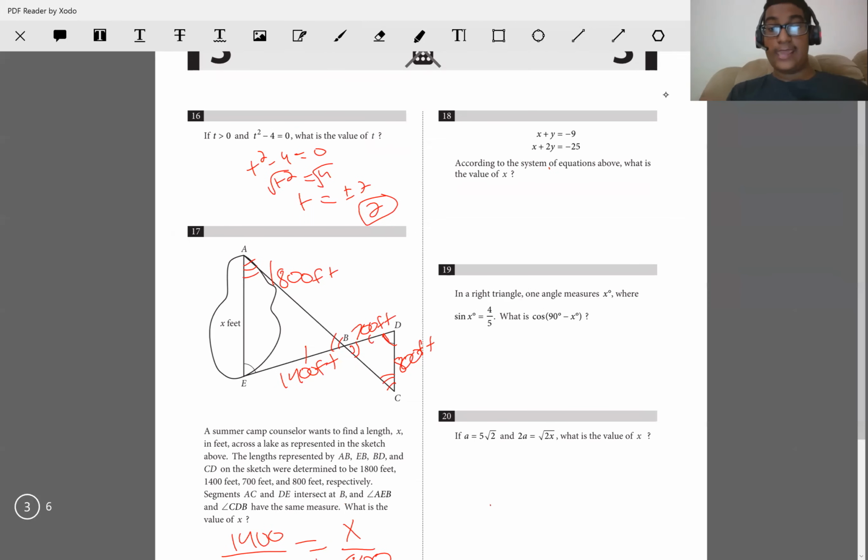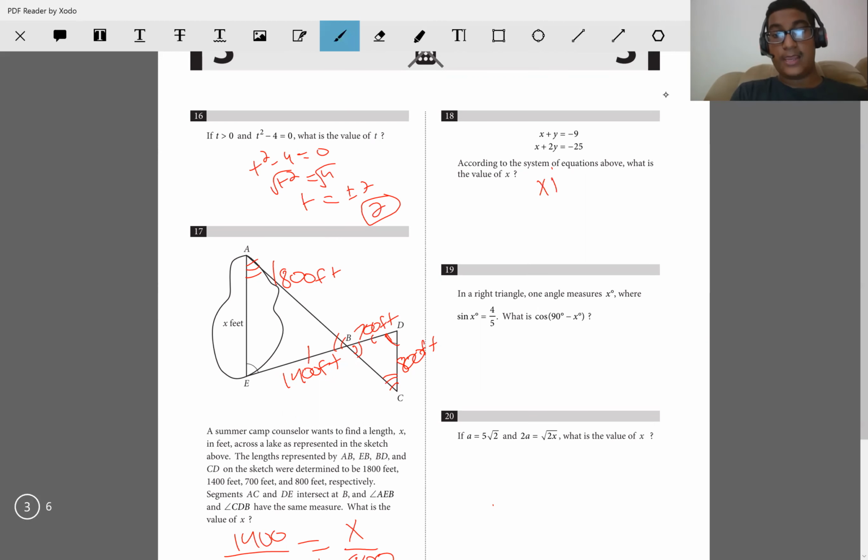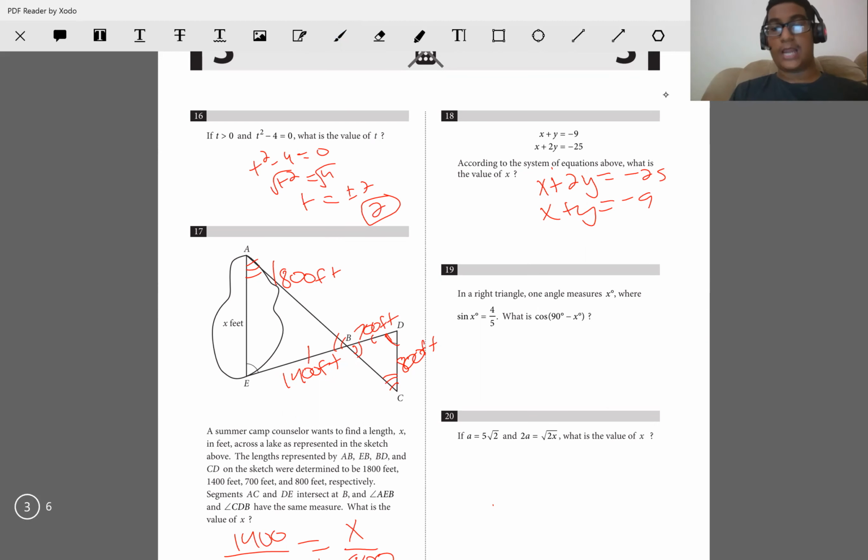Okay, now number 18. According to the system of equations above, what is the value of x? This is, again, a pretty simple algebra question. But the easiest way to do this, in my opinion, is: x plus 2y equals negative 25, and x plus y equals negative 9. You can solve for x here by multiplying the second equation by 2 and subtracting that way. However, I find it easier to solve for y and then solve for x later by plugging it in, because I feel like it leaves less chance of error for me.